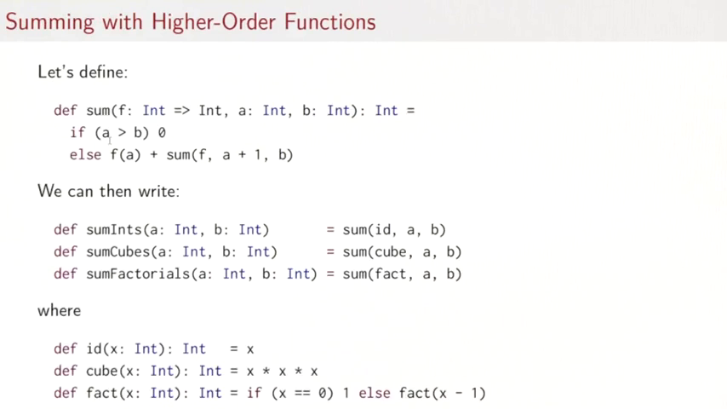Looking at the previous example again, we have successfully shortened the definitions of sumInts, sumCubes, sumFactorials, but there's an annoying detail. We had to name all the little auxiliary functions that we use here. So we've gained some program code here, but we've spent more in the definition of all these auxiliary functions.